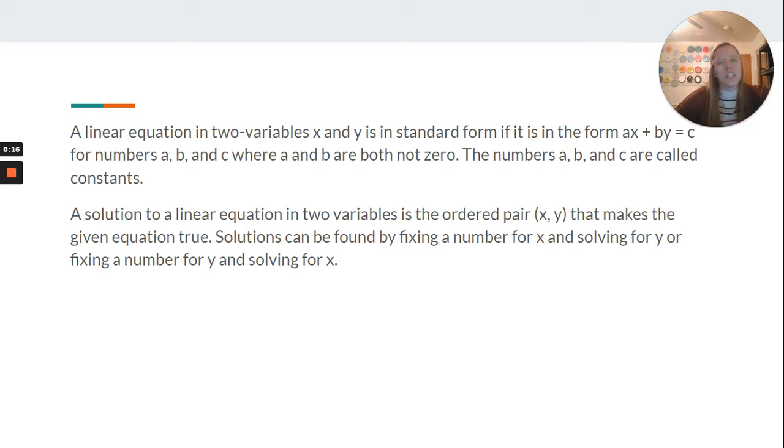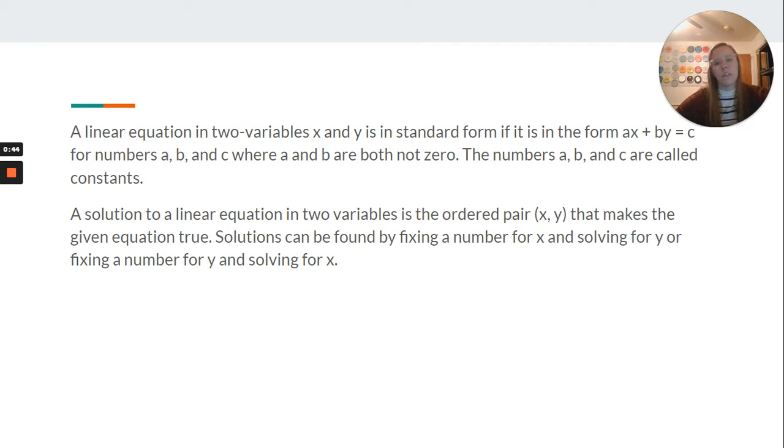A linear equation in two variables, x and y, is in standard form if it is in the form ax plus by equals c, for numbers a, b, and c, where a and b are both not 0, okay? A and b can't be 0, and it's in that form. And the numbers a, b, and c are called constants, so those aren't going to change for whatever numbers you put in for x and y.